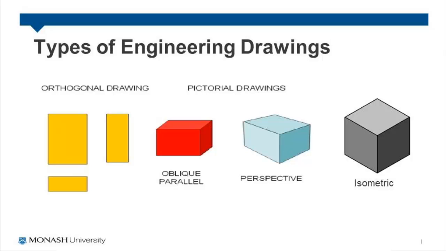We then have several different types of pictorial drawings, one of which is isometric, the other is oblique parallel and perspective. An example of oblique parallel is generally how you might go about drawing a cube, where you take an orthogonally drawn cube and then have parallel lines coming off it to try add some depth. Perspective drawings use lines moving towards a vanishing point to try add some depth to the image, an example of which is shown in this image here.